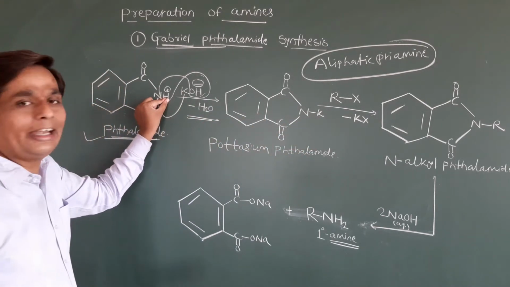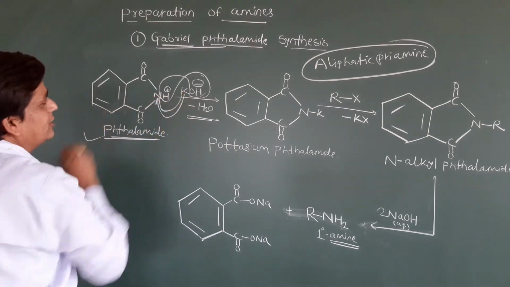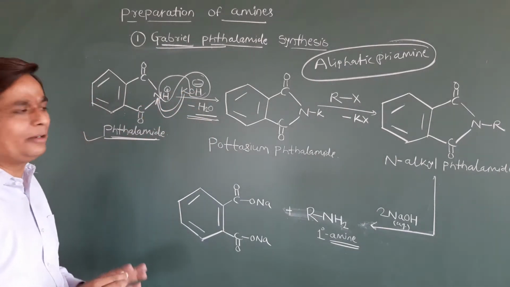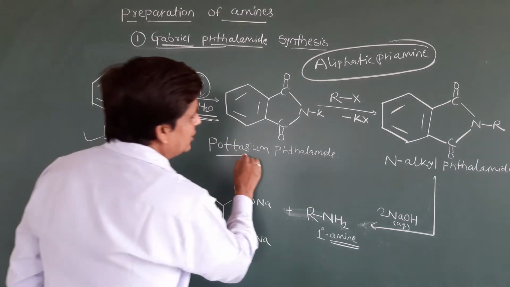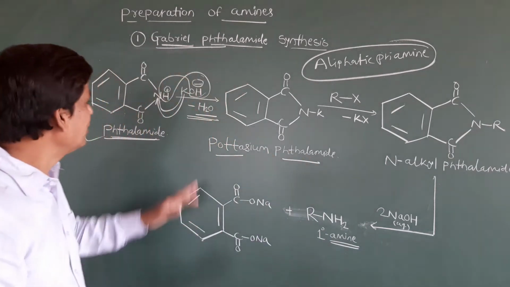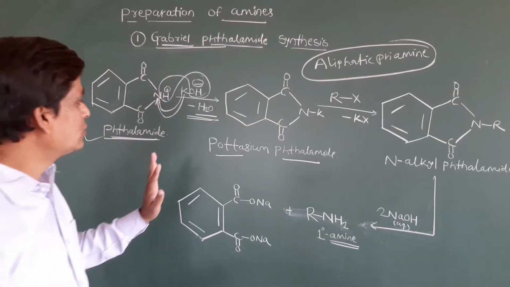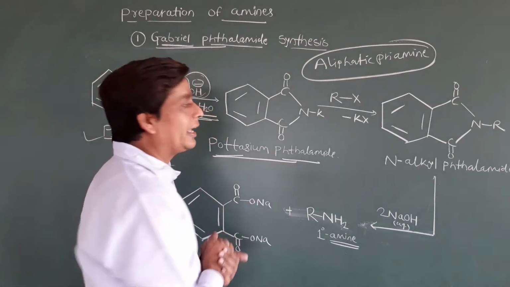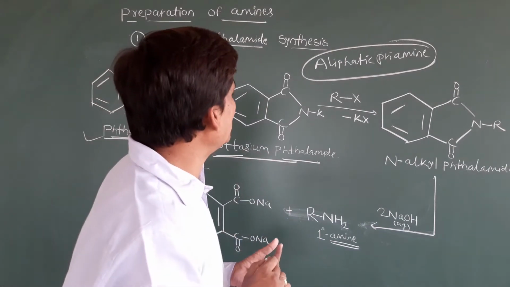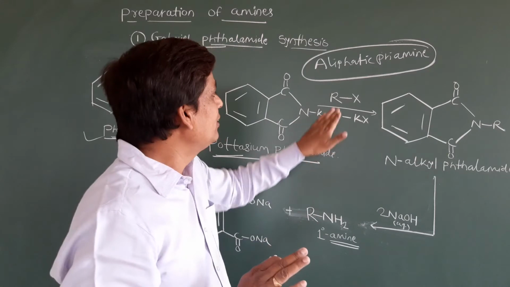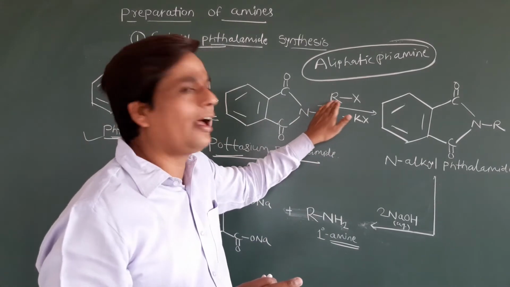Only this hydrogen we can remove and then substitute with potassium. This OH and this H, minus H2O, will be removed and simply here we will get potassium phthalimide. Okay students, remember, here I am removing this hydrogen and only substituting this potassium. So what we will get here? Potassium phthalimide. Again this potassium phthalimide reacts with alkyl halides. We can take any alkyl halide here. I have taken the general reaction RX.